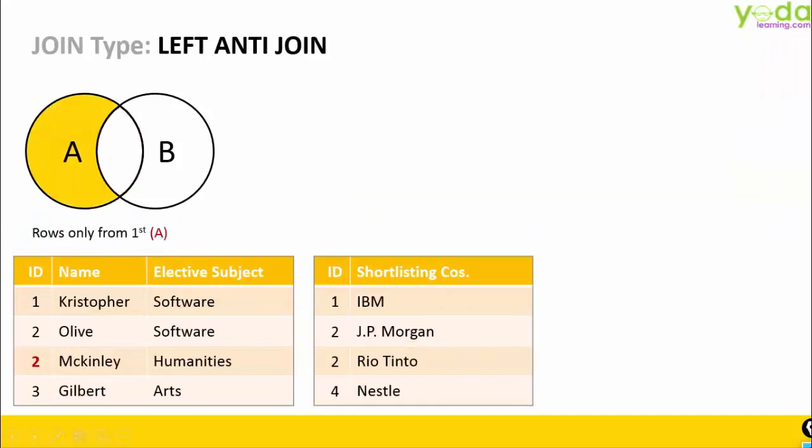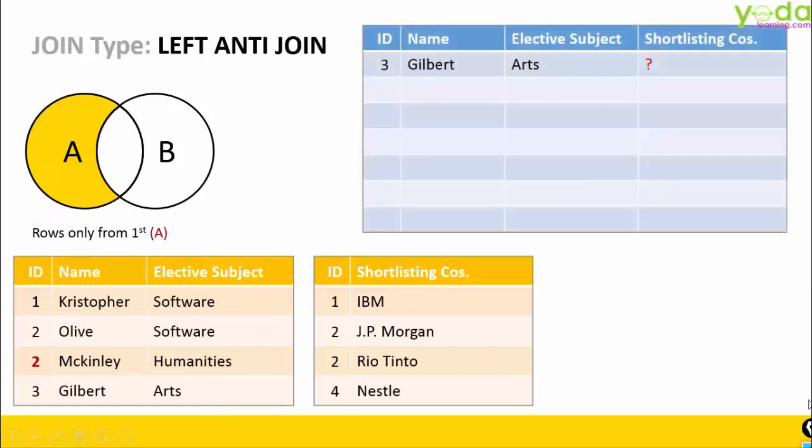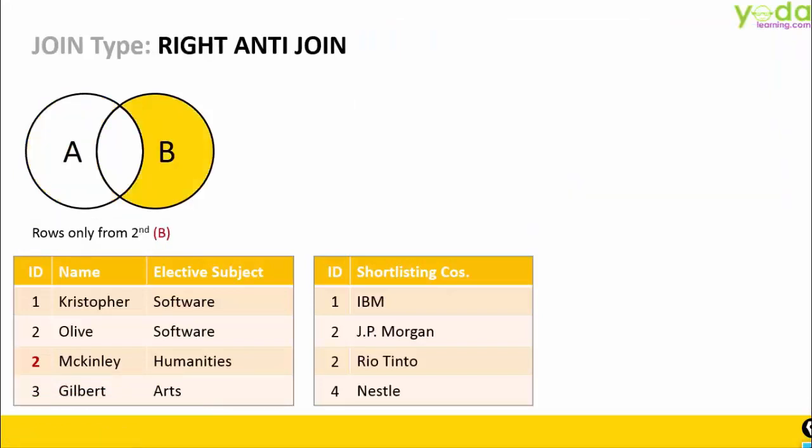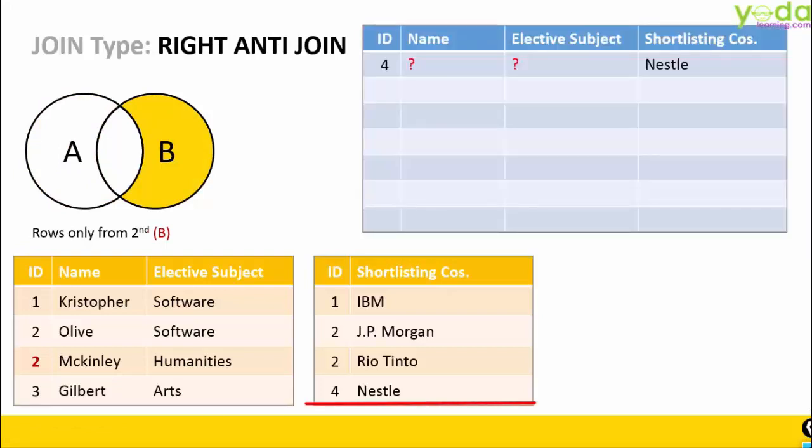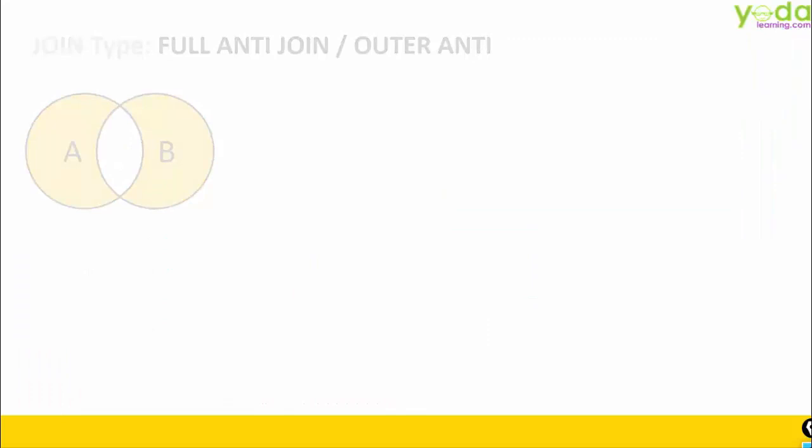Next, left anti. It means only those rows which are only part of table A. In our case, it is going to be ID number 3. Let us see the table. There you go. Similarly, right anti join means those IDs which are only part of table B. Aha, there you go. Nestle is the only entry appearing in the final table. Of course, there are other types of joins such as full anti join or outer anti, but we will not be discussing that in this video.